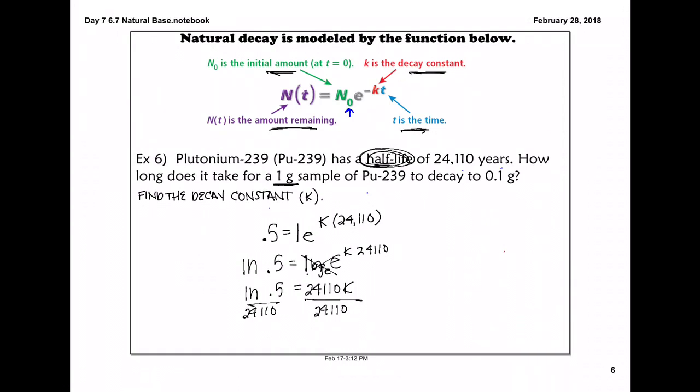And when you type that into a calculator, you get negative 2.87 times 10 to the negative fifth in scientific notation. So you could write it like this. Or I would also accept that K is equal to the natural log of 0.5 divided by 24,110. You could then find out how long it takes for it to get to 0.1 grams by plugging in this new K into your formula and solving for T.